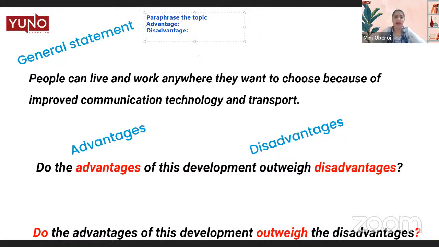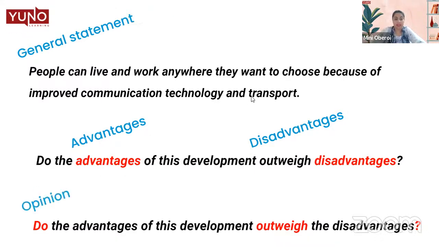Let's assume that I had 2 points on advantage and I had 1 point on disadvantage. How should I write it? We'll understand that as well. So how should we move on with the essay?